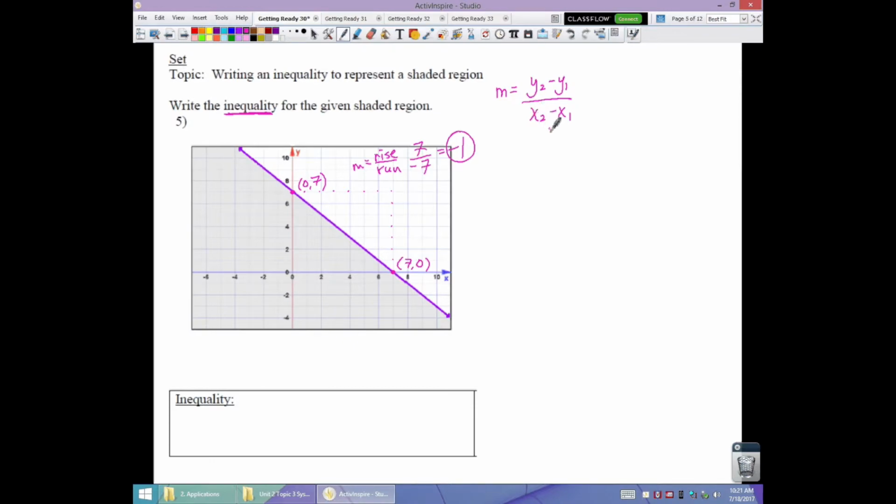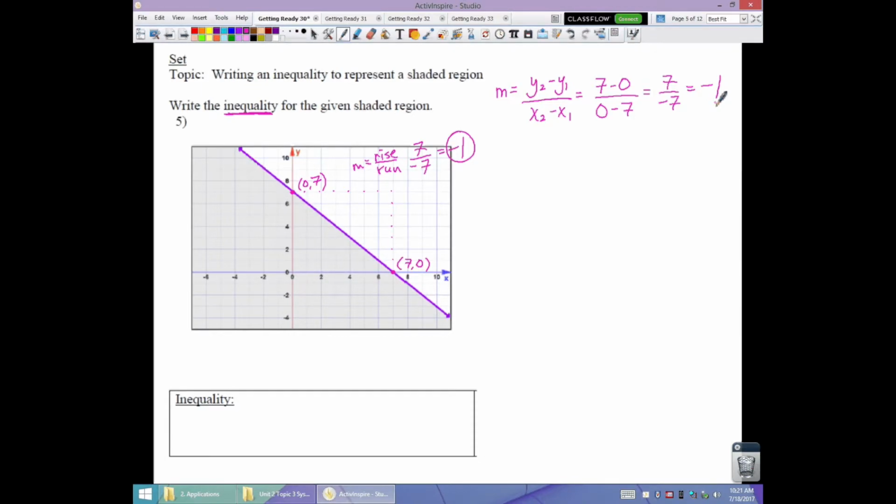Had you decided to use the formula instead, y2 minus y1 divided by x2 minus x1, which is just a more specific way to write delta y over delta x, the y values go from 7 to 0, so 7 minus 0, and the x values go from 0 to 7, 0 minus 7. So 7 over negative 7, again, is negative 1.